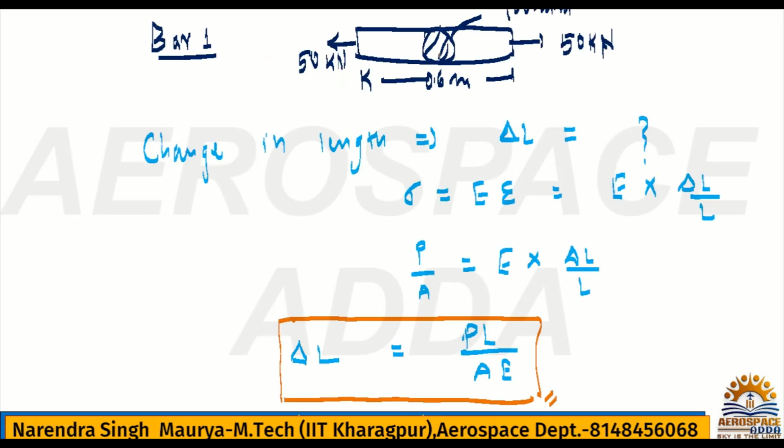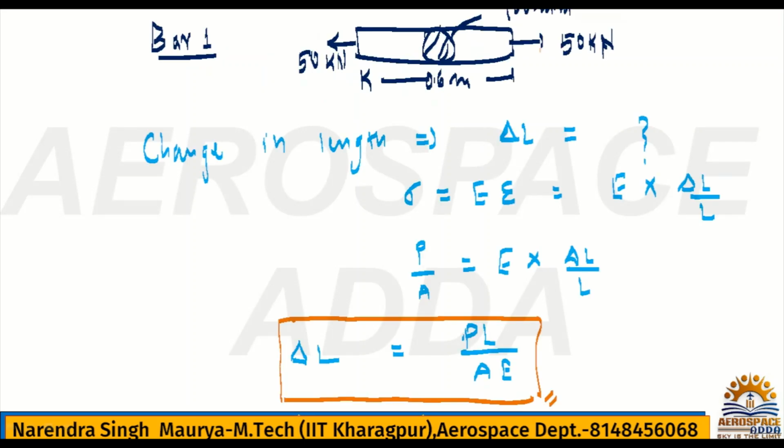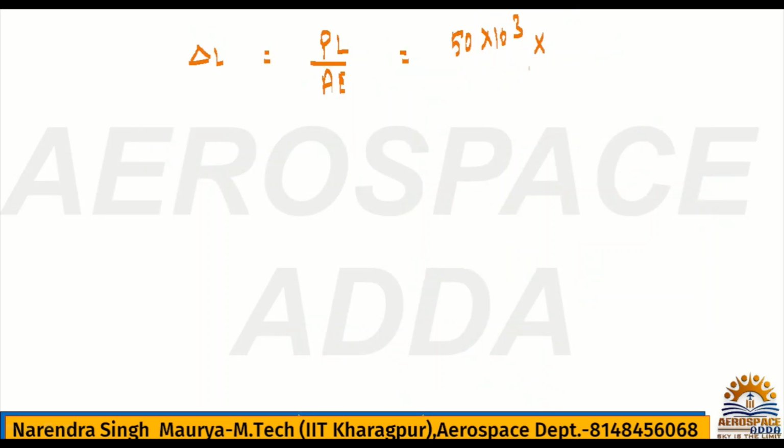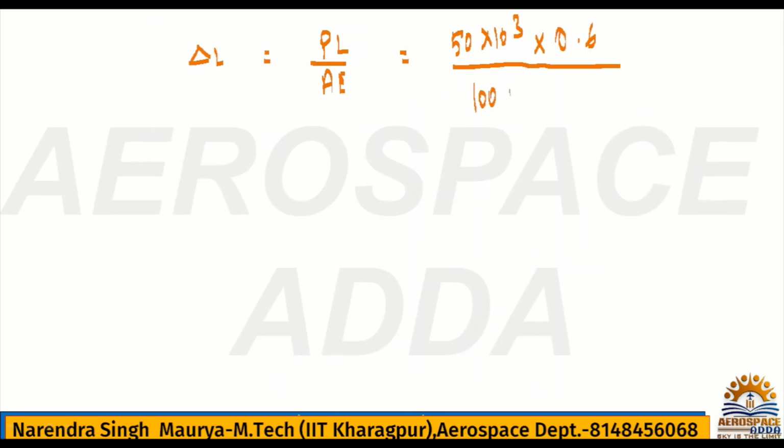Now coming to the formula, what is P? That is the load. It is nothing but 50 kilonewton. Keep the value 50 into 10 power 3, into L, the original length, 0.6 meter, divided by the area of the bar, 100 mm square. So just convert 100 mm square: 1 mm is equal to 10 power minus 3 meter. Since it is millimeter square, this value will be squared. Now you just convert into meter square.